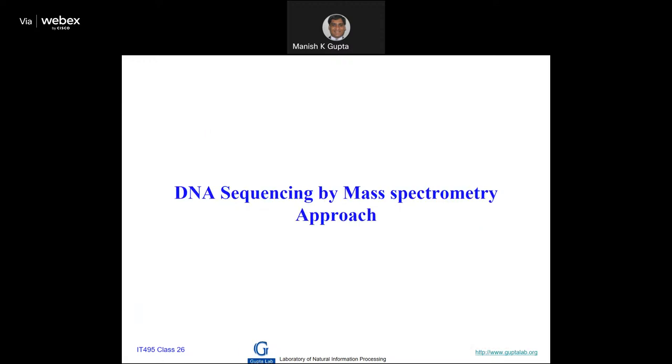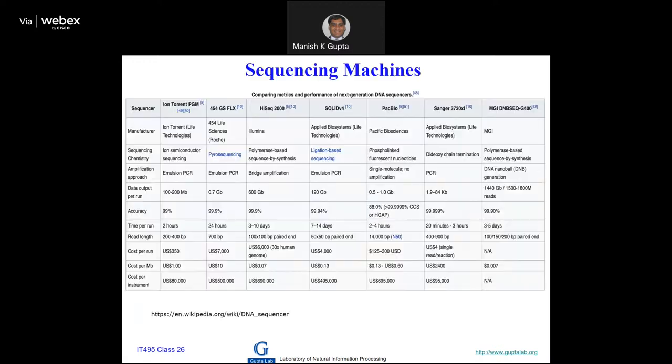Another approach is DNA sequencing by mass spectroscopy. Here, the mass of A, C, G, T is different. So you somehow read that mass and that will tell you whether it is A, C, G or T, right? And that is how you read the whole thing. I have not covered any slides of this, but then we have to go into mass spectroscopy.